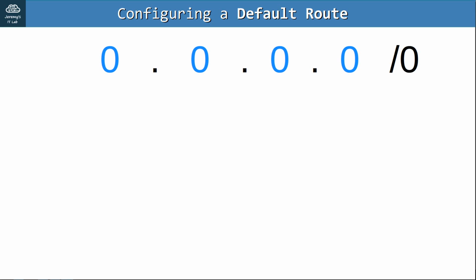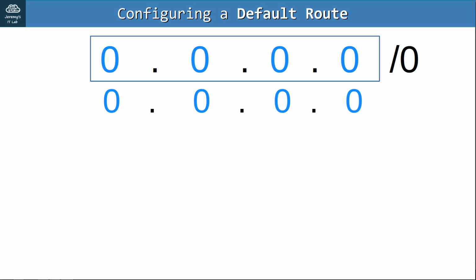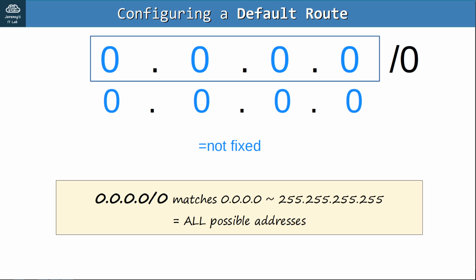Now, for the opposite of that very specific /32 address, how about 0.0.0.0/0? /0 means a mask of 0.0.0.0, which means that none of the bits in any of these octets are covered by the mask. They are all not fixed. That means that 0.0.0.0/0 matches 0.0.0.0 through 255.255.255.255, which is all possible addresses. I think you can see why I call this the least specific route. It doesn't specify a single address. It includes all possible addresses.